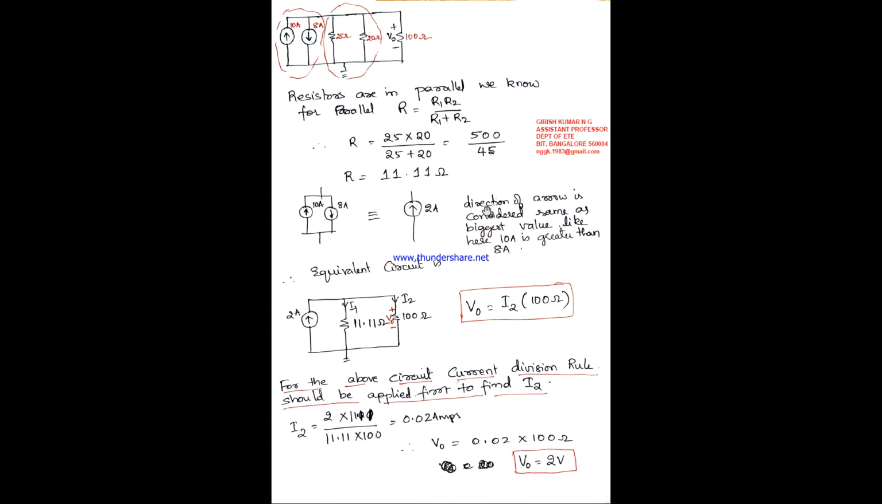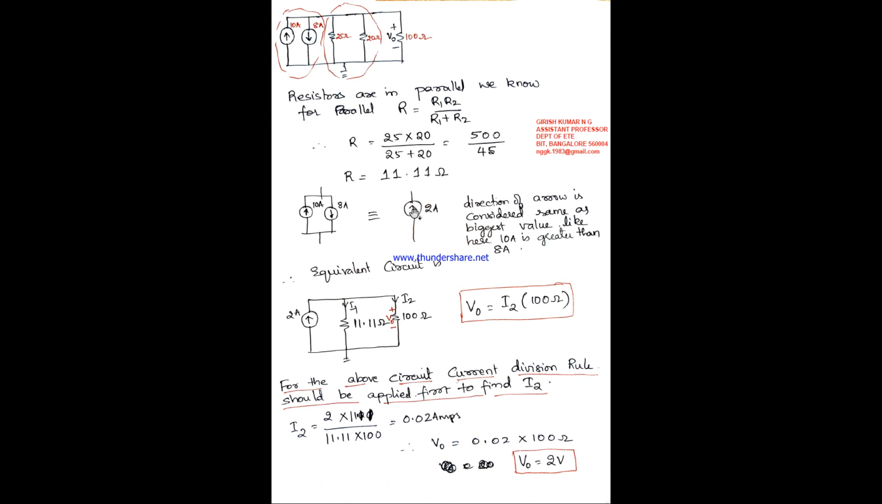Now your question is, what would be the direction of the current source of 2 amps? In what direction should I take the arrow, downwards or upwards? Always look at the highest value of the current sources connected in parallel. 10 amps is greater than 8 amps. So see the direction of the highest current source value, which is 10 amps. It is flowing upwards. So retain that direction for the equivalent current value that you find.